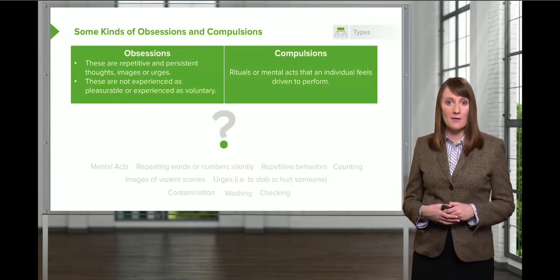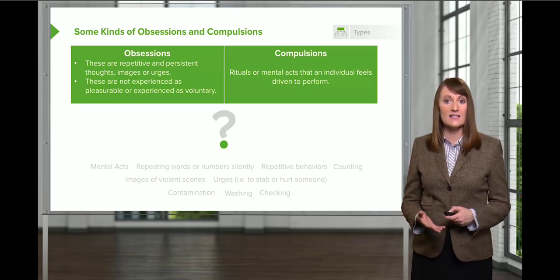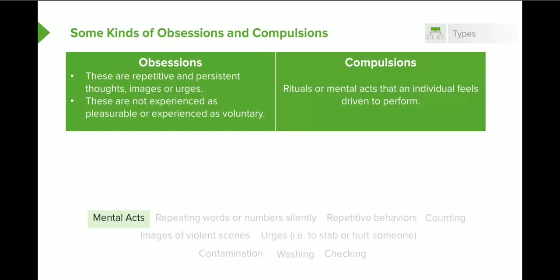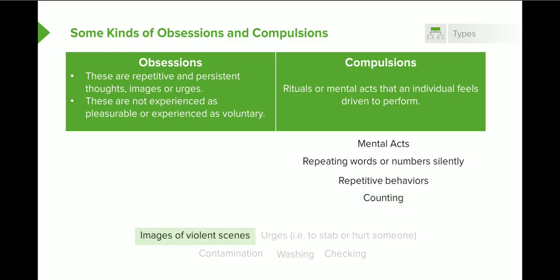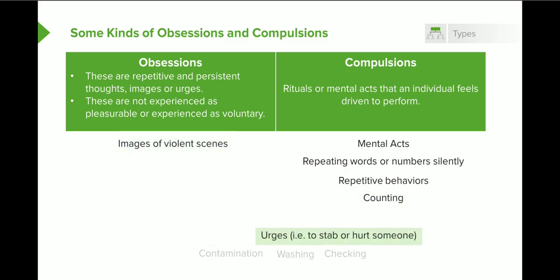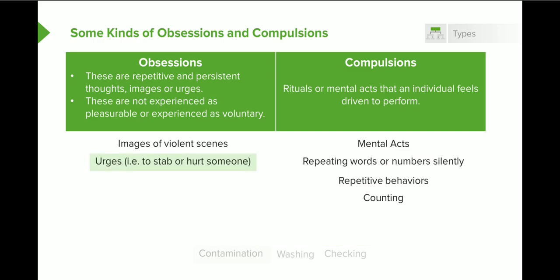So we're going to go through some examples now of obsessions and compulsions, and I'd like you to take a guess at where these appropriately fit. So what are mental acts? Well, mental acts can be compulsions. Repeating words or numbers silently, again, are compulsions. And repetitive behaviors are compulsions. Counting is a compulsion. Images of violent scenes, these would be obsessional thoughts. And urges, like thinking about stabbing or hurting someone else, that's also an obsessional thought.